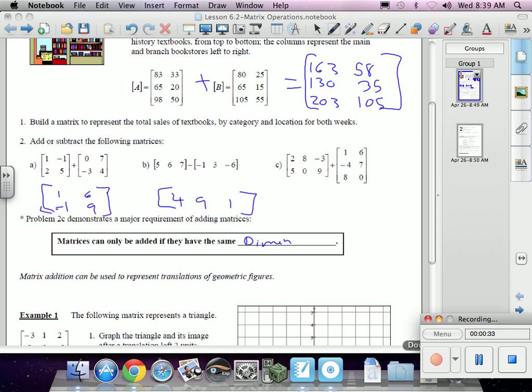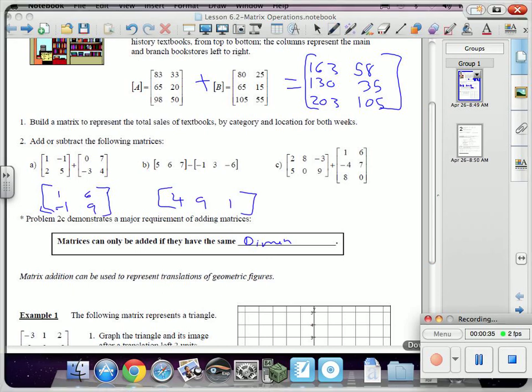Yeah. The second one is subtraction. Oh, subtraction. So 1 minus 1 would be 6. Yep. 6 minus 3 would be 3.